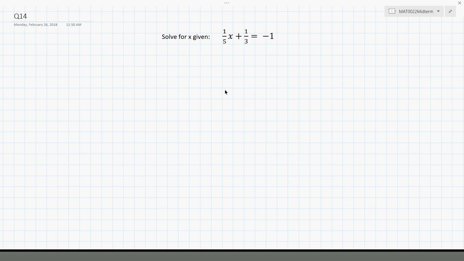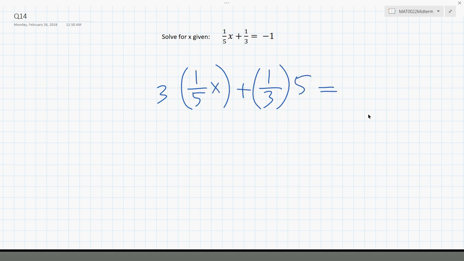So the whole goal is to get both fractions out of here. And since we got one that's a fifth and one's the third, what's going to be the common denominator between those two? 15. Okay, I like that. So what would I have to multiply 1/5 by to get 15? 3. And I'd have to multiply 1/3 by what? 5. And I've got a negative 1 over 1 over here. So what do I got to multiply that by to get 15? 15. Okay.